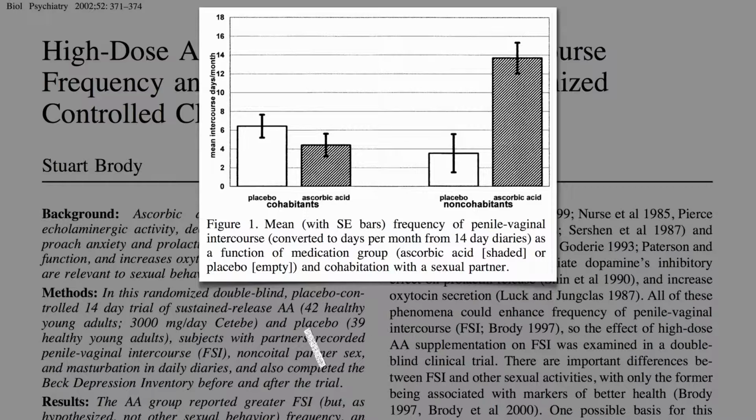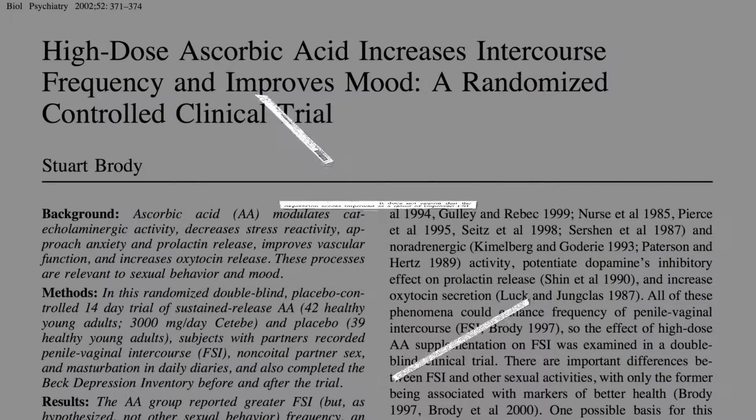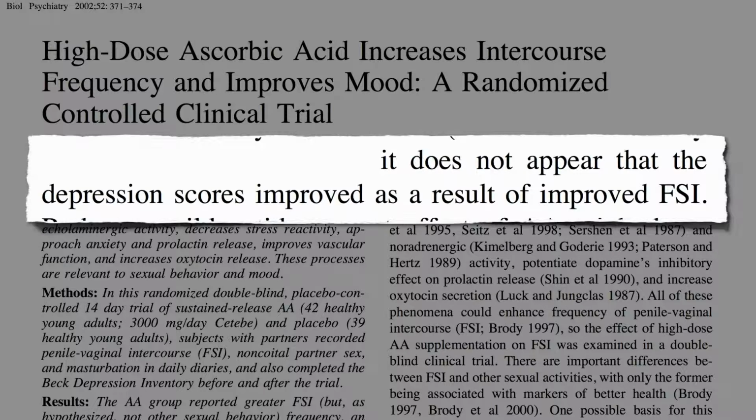The differential effect on non-cohabitants suggests that the mechanism is not a peripheral one, meaning outside of the brain, but a central one, some psychological change which motivates the person to venture forth to have intercourse. The mild antidepressant effect they found was unrelated to cohabitation or frequency, so it does not appear that the depression scores improved just because of the improved FSI.